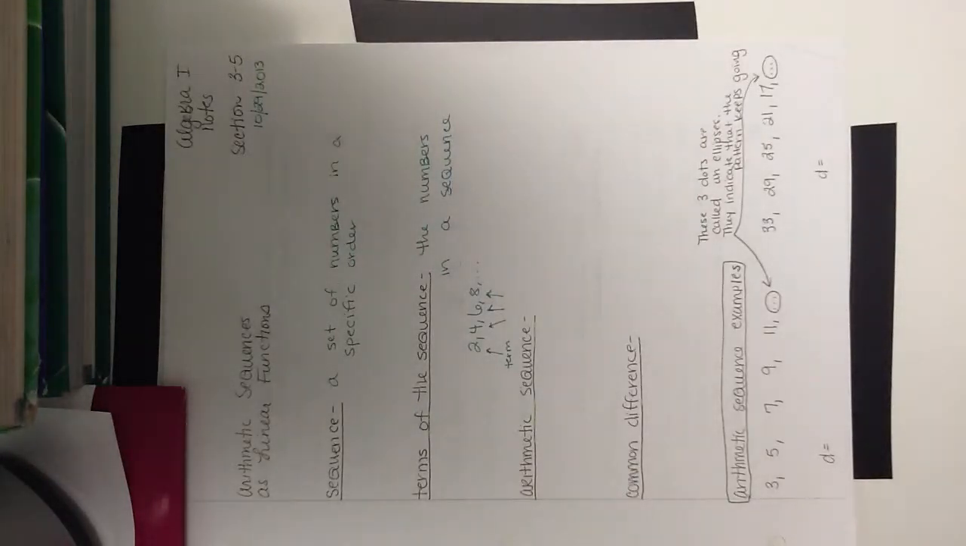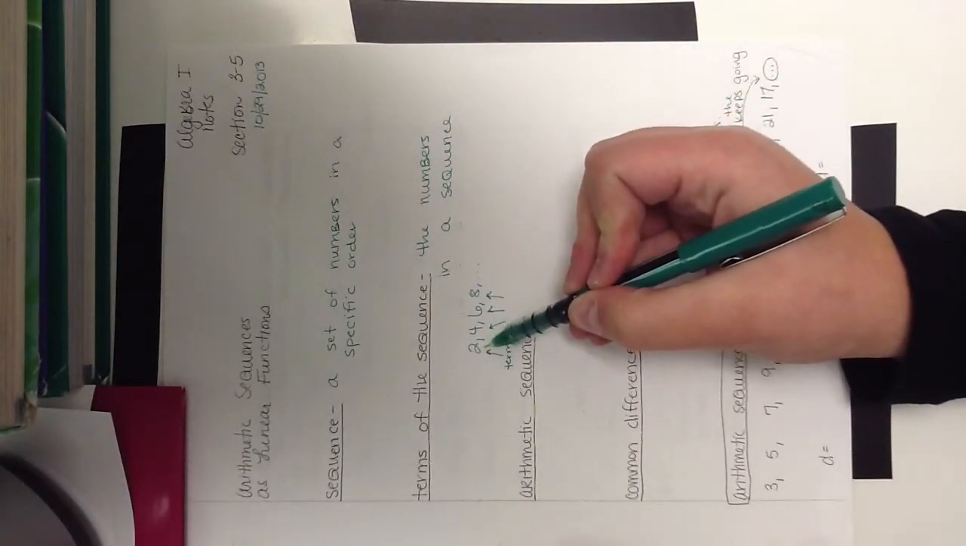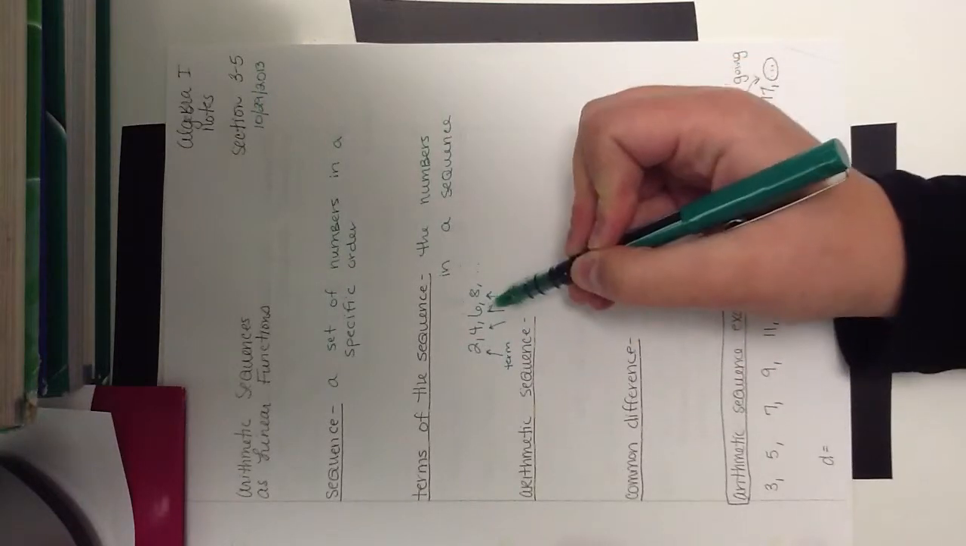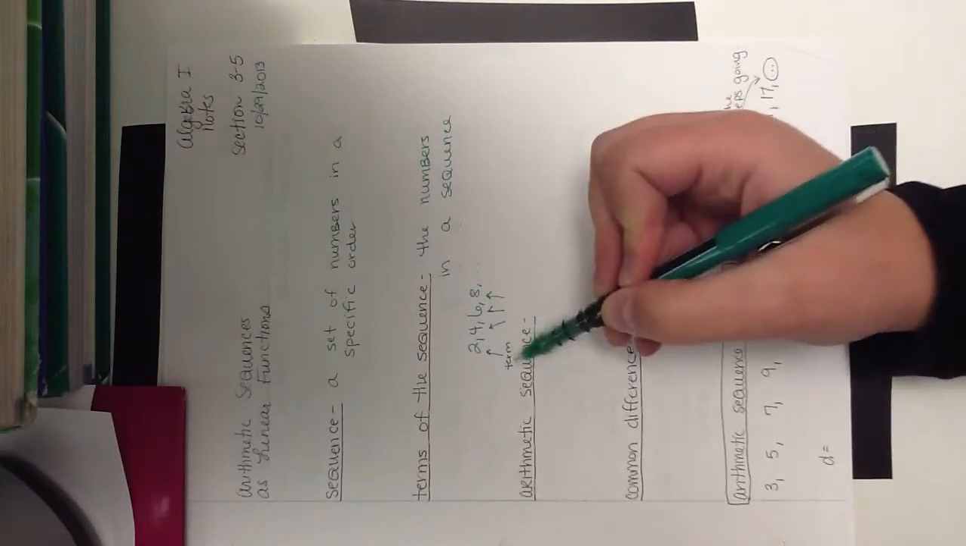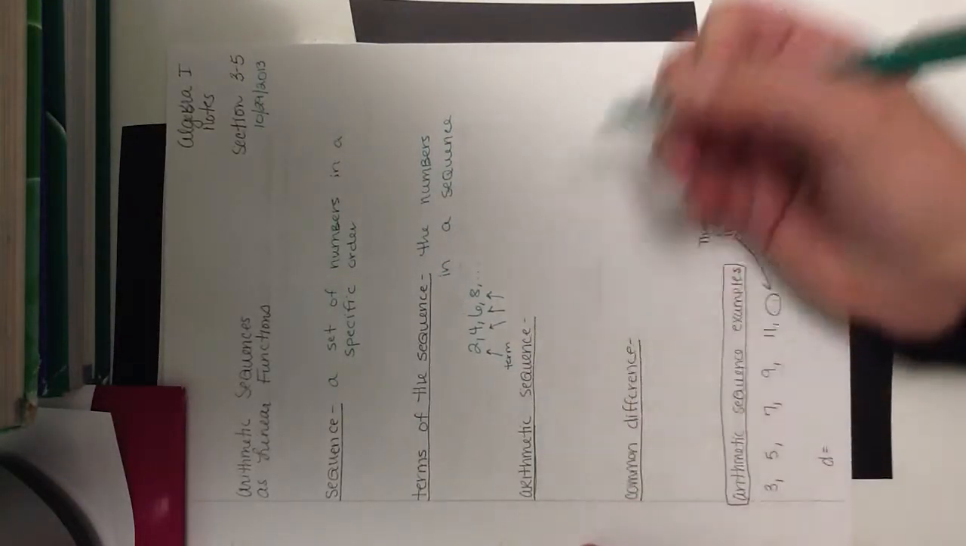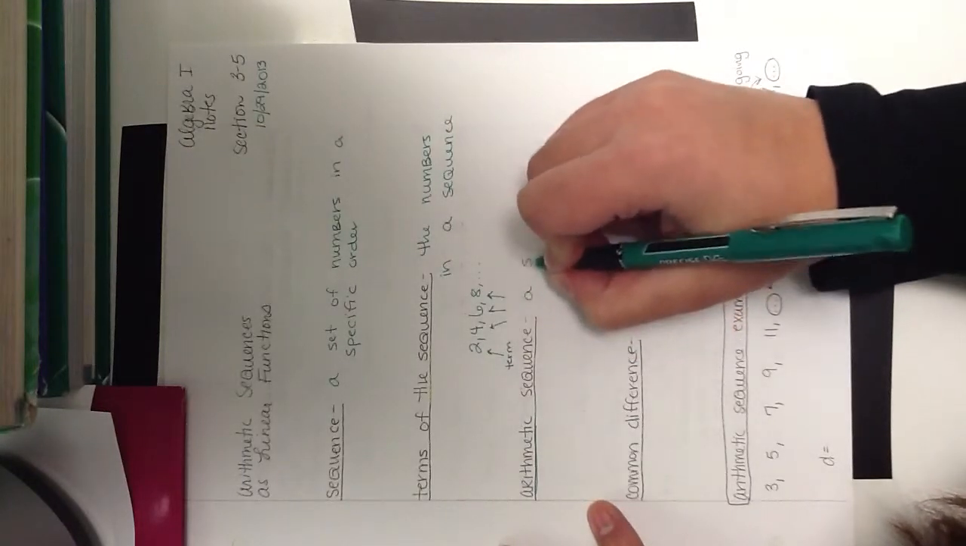All right, an arithmetic sequence is a sequence that has a common difference between each successive term. So in between 2, 4, 6, and 8, it changes 2 each time. 2 to 4 is plus 2. 4 to 6 is plus 2. 6 to 8 is plus 2. And they're being added or subtracted.